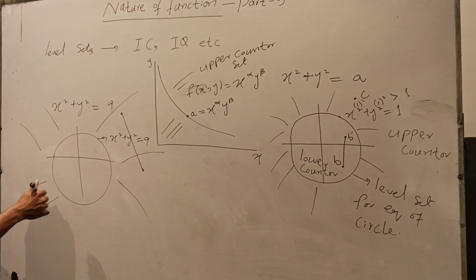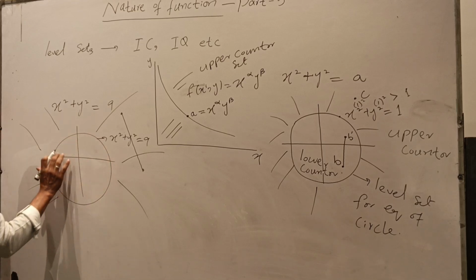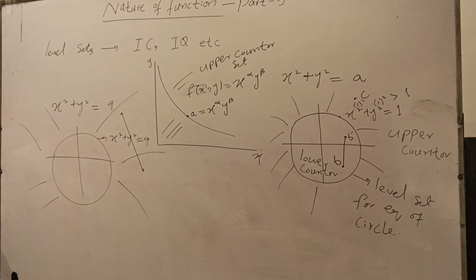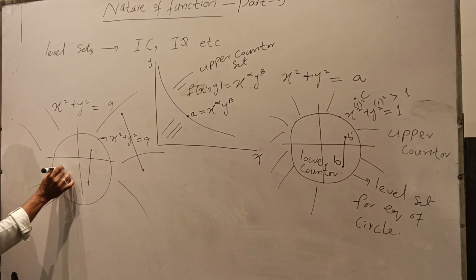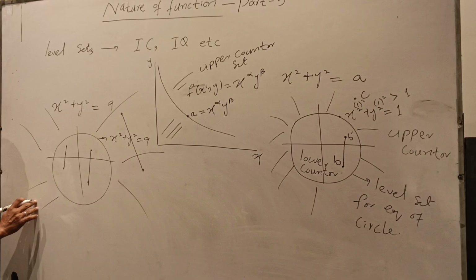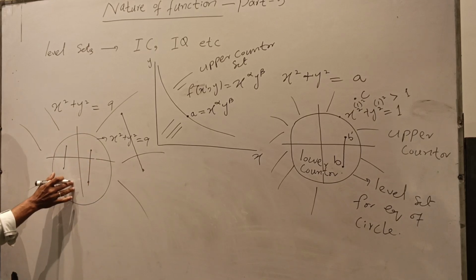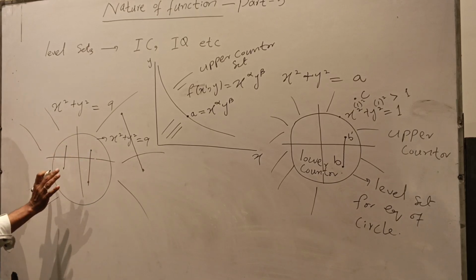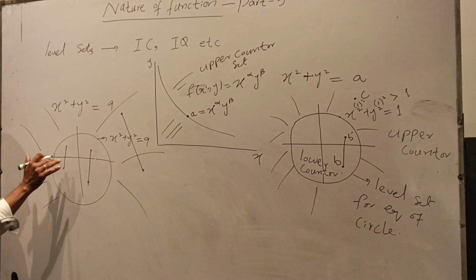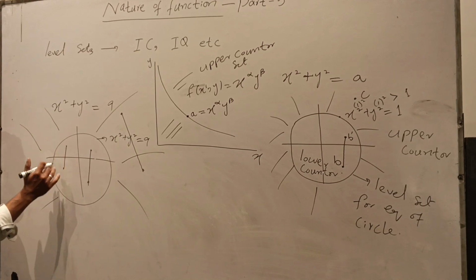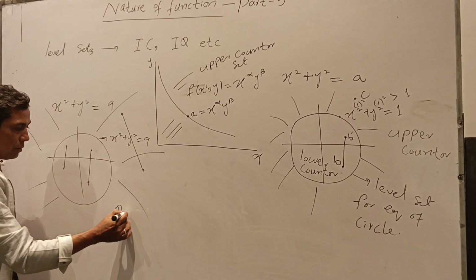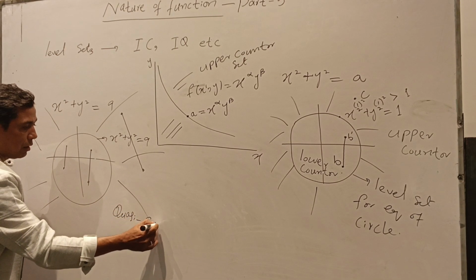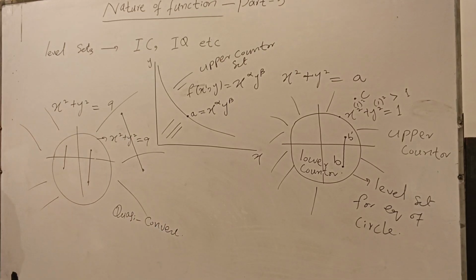And vice versa here, take any values which lie within that circle. Clear? So what does it mean? Any linear combinations lie within that circular value. So these values are lower contour. And the lower contour set, again it is a convex set. Clear? When the lower contour sets are convex sets, we say that it is quasi-convex. Okay, it is quasi-convex.